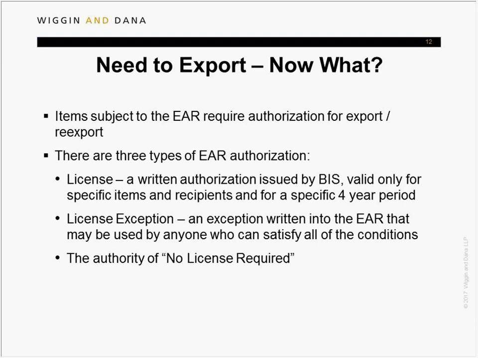And then the final bucket, the bucket everybody really wants to be in, is the bucket of no license required. And this is a type of authorization, and it applies to items that, surprise, surprise, don't require a license or a license exception. Generally speaking, these are going to be less sensitive items, but not in all cases. There are cases in which even very, very non-sensitive items like rubber gloves require a license for you to be able to export them.